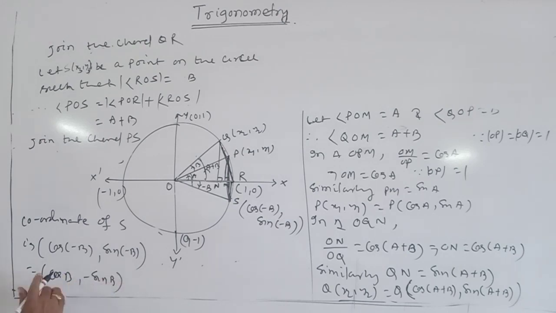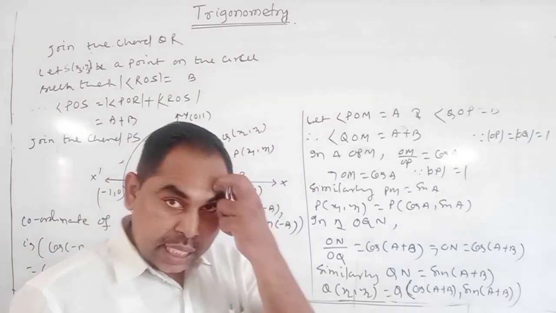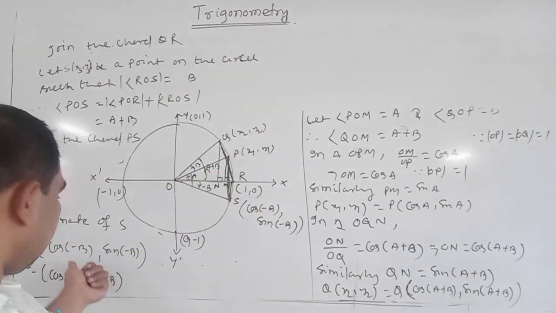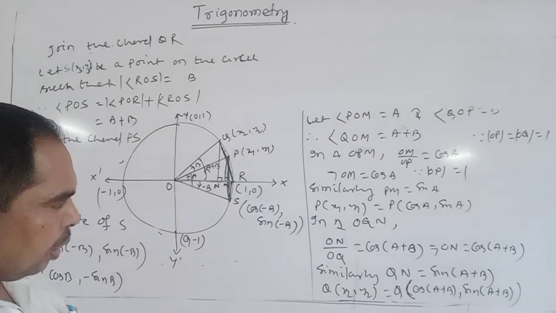Since cos of minus theta is equal to plus cos theta, and sin of minus theta is equal to minus sin theta, so cos of minus b is equal to plus cos b, and sin of minus b is equal to minus sin b, okay.